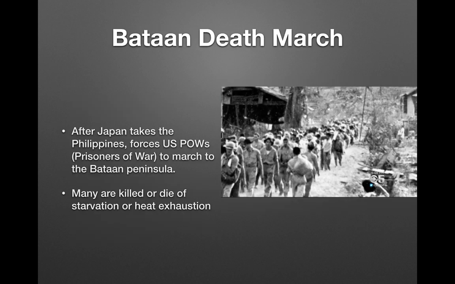But it did. Now, the Japanese are going to commit an atrocity against the American POWs called the Bataan Death March. After Japan takes the Philippines, these POWs, or prisoners of war, are forced to march to their death. The Japanese marched alongside them, and those who stopped were shot, run over by tanks, kicked, something. Many of them were killed or died of starvation or heat exhaustion before actually making it to the camp. They basically marched the entire length of one of these peninsulas in the Philippines.